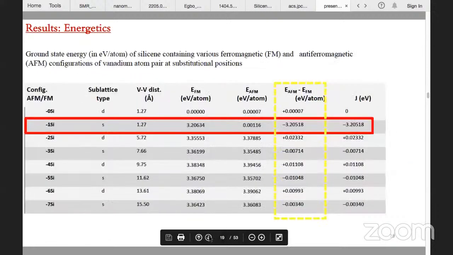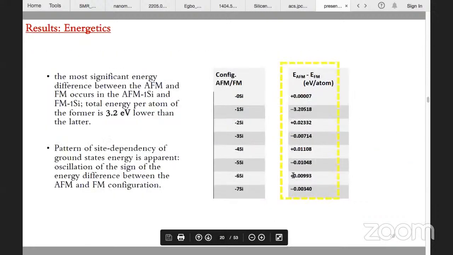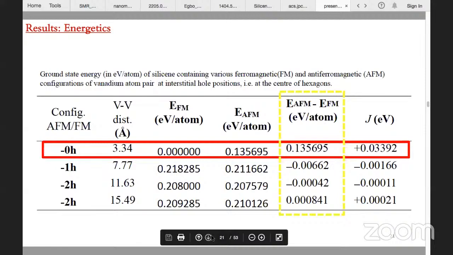If you look at this particular defect configuration, you can see that the energy difference is quite small, except for this particular one, when the vanadium atoms are separated by one silicon atom. Otherwise, the other energies are quite small, and it means that you can flip easily between the antiferromagnetic and ferromagnetic orientations. The same pattern is observed here, except for this one, which is about 0.1 eV. Otherwise, you can flip easily between them. Sorry, this one is supposed to be three holes.